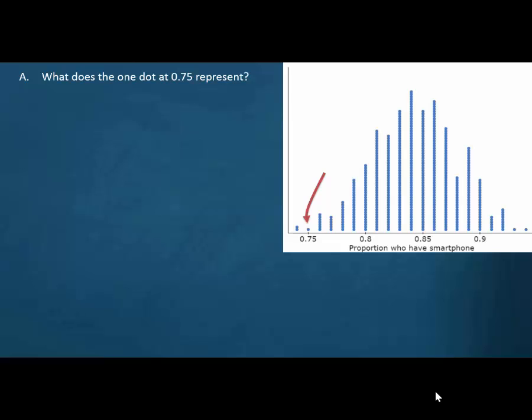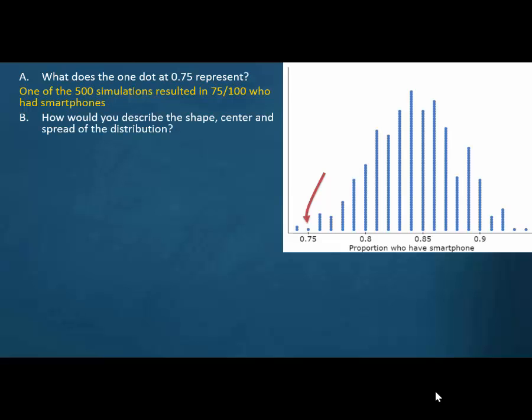I want to make sure that you understand what we just did when we simulated this. This represents one of the 500 simulations. It would be like maybe you had 500 people go out and survey students. In practice, we do not do this. We get one attempt. So that one dot at 0.75 represents one of the simulations. One of the simulations resulted in 75 over 100 who had a smartphone, or 0.75.